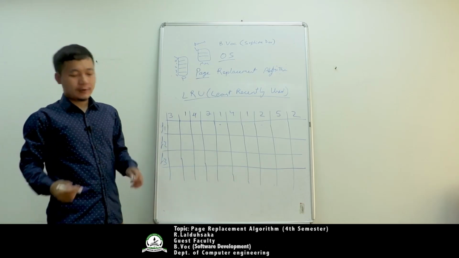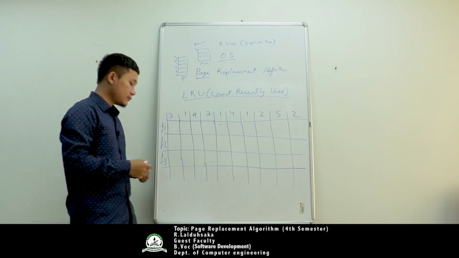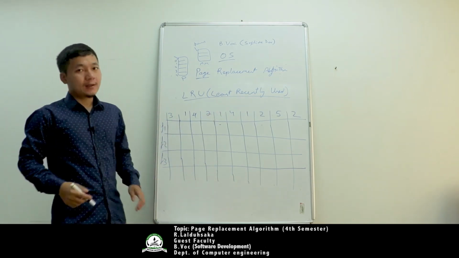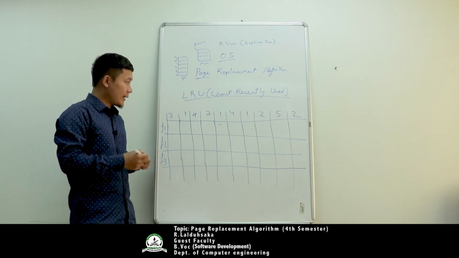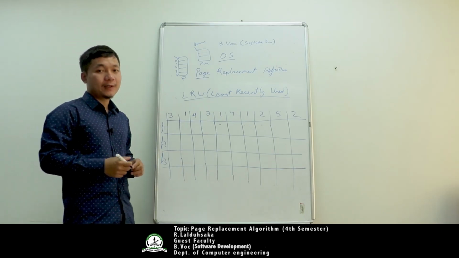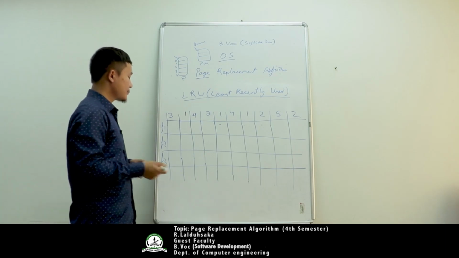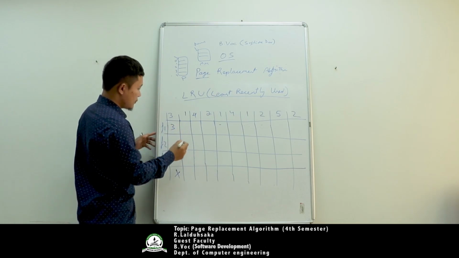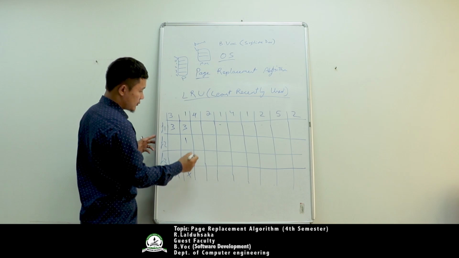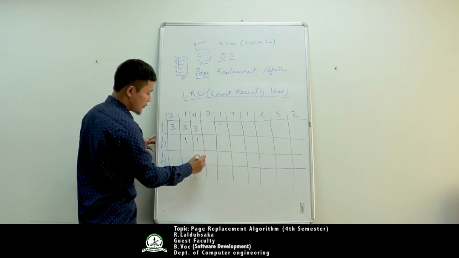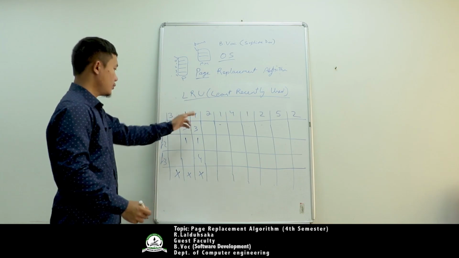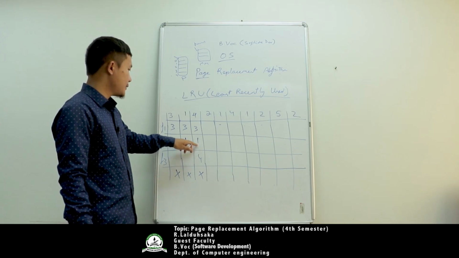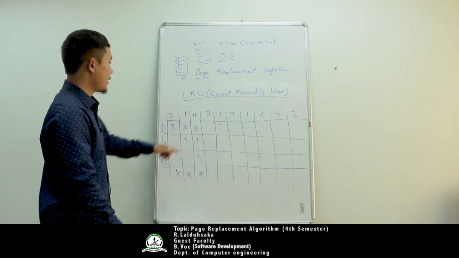The next algorithm for page replacement is least recently used. We are going to use the same reference string. Least recently used means the page which has not been used for the longest time. First of all, 3, nothing, page fault. 1, page fault. 4, and then 3, 1, 4, still page fault. Now 2. We have to change one of these pages, one of these frames, by 2.